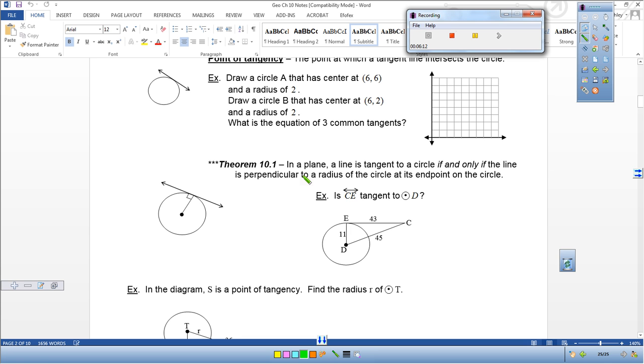In a plane, a line is tangent to a circle if and only if the line is perpendicular to a radius of the circle at its endpoint of the circle. Okay? In order to prove a line is tangent, you need to say that it's perpendicular to the radius at its tangent point. So you want to say, I'm going to label some of this.